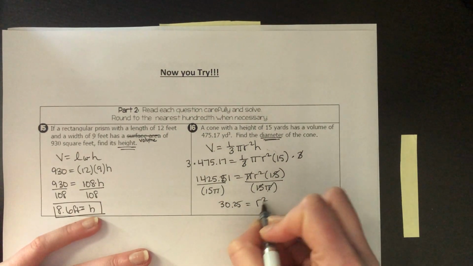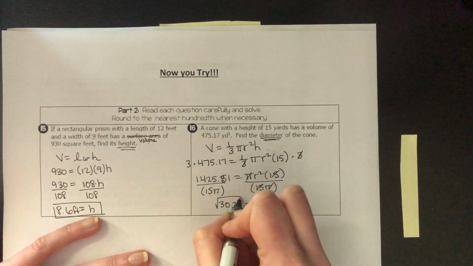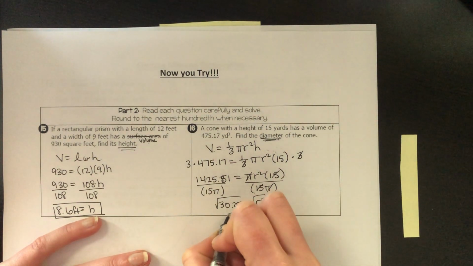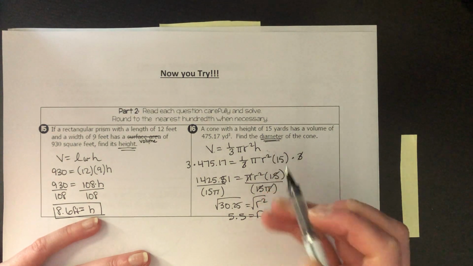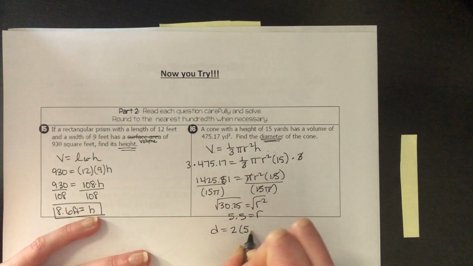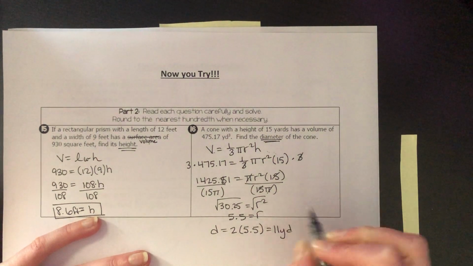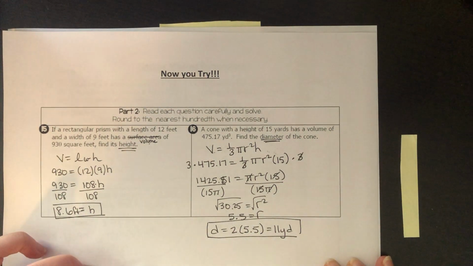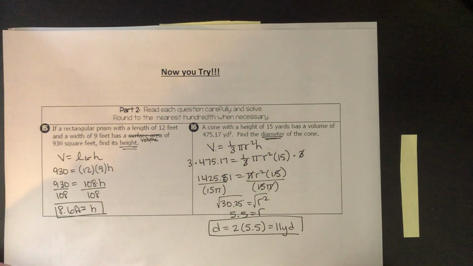And of course, opposite of squaring, to undo, we do the square root. So we find that the radius is 5.5, but it wants diameter. So diameter, you double the radius, and you get 11 yards. That is your final answer. All right? So hopefully it went well.